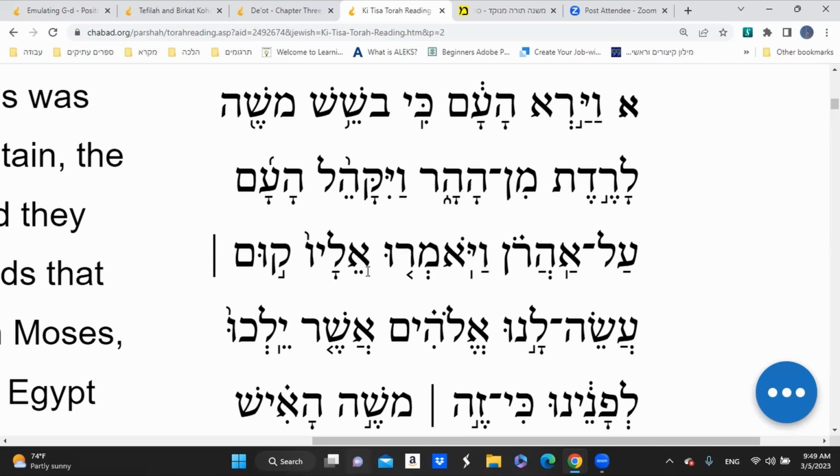Elav. Whenever you have a vav with no vowel at the end of a word, if it's not a typo, you should assume that it's a pronoun, third person pronoun, him. And if you see a yud immediately before that unvowelized vav at the end of a word, the yud is silent.